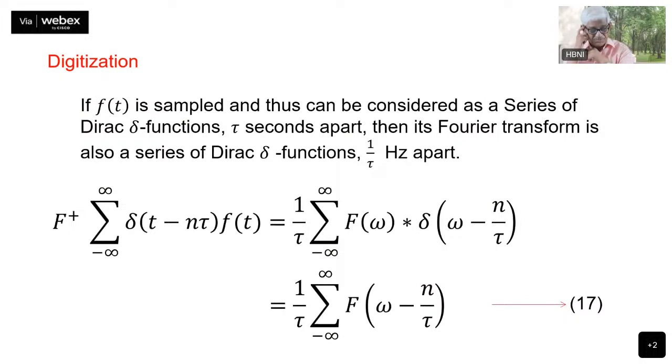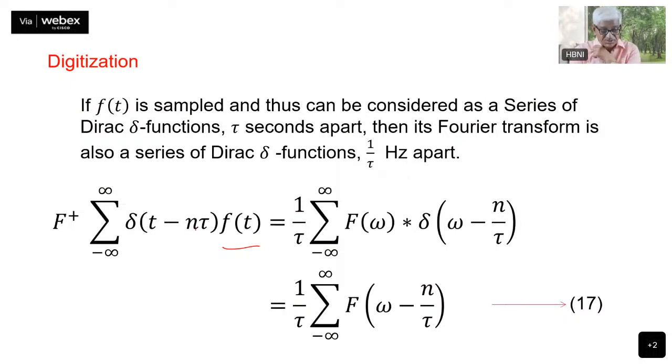Okay, digitization is another very crucial thing. The time domain data here is basically an analog signal, f(t). And how do you digitize it? You multiply by this kind of function, a series of delta functions, where n goes from minus infinity to infinity.